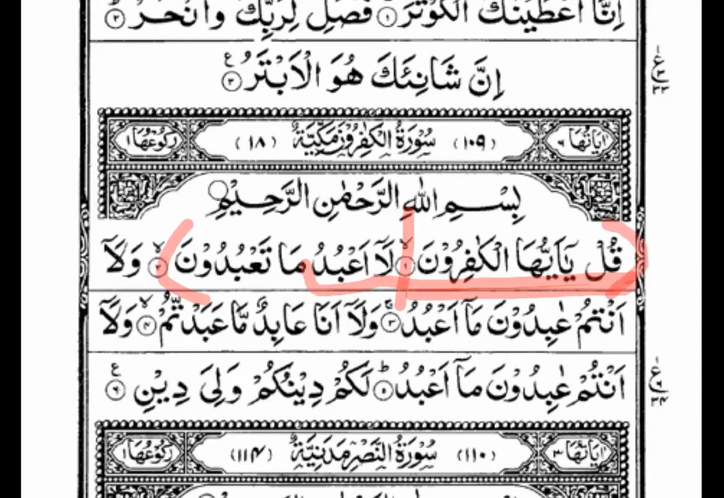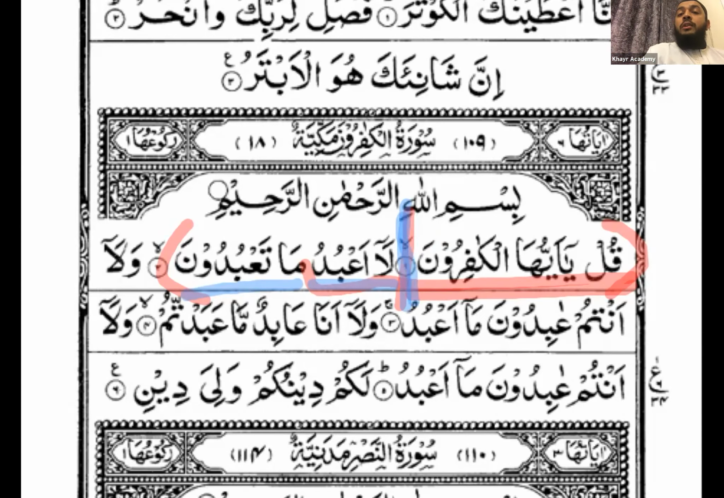Right now, imagine I said la a'budu and I stopped. Do I carry on with ma ta'budun, or do I have to say la a'budu again? I have to say la a'budu again. So if I'm going to say la a'budu again, I should have just stopped here, because if I stop here, then I say la a'budu anyway. Now, la a'budu ma ta'budun.